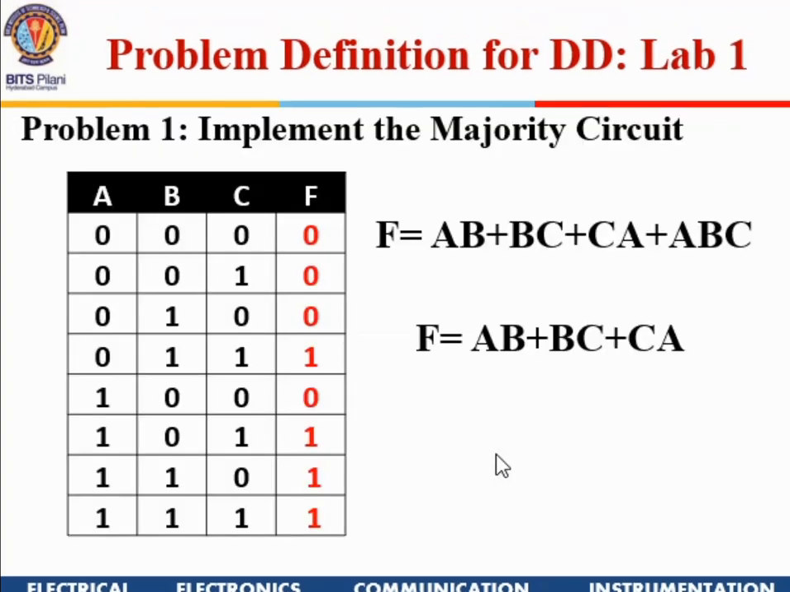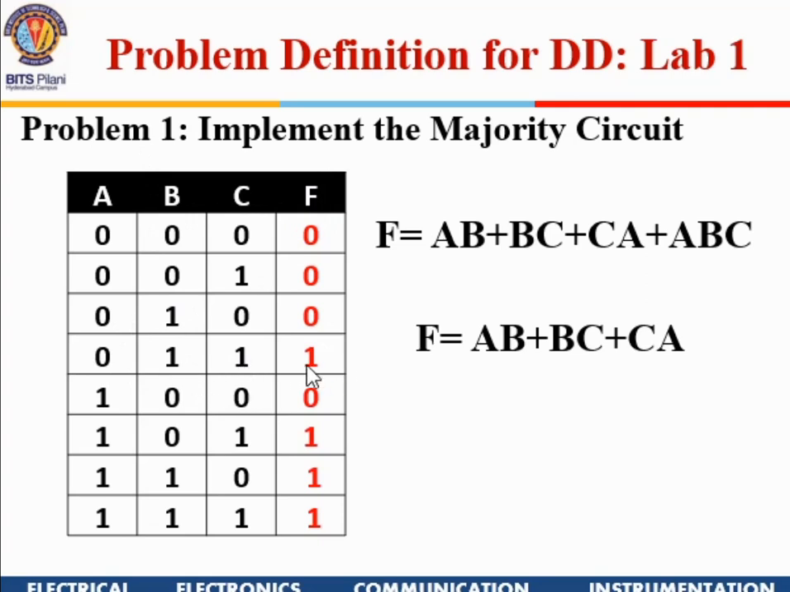Now, what I am not going to demonstrate, but you are expected to do, is this experiment yourself, and then show the results to your lab instructor in the next class. So what you have to implement is a majority circuit. What is a majority circuit? You have three inputs A, B, C, and F is the majority output. Only when there are two or more ones in the input, it will give an output.